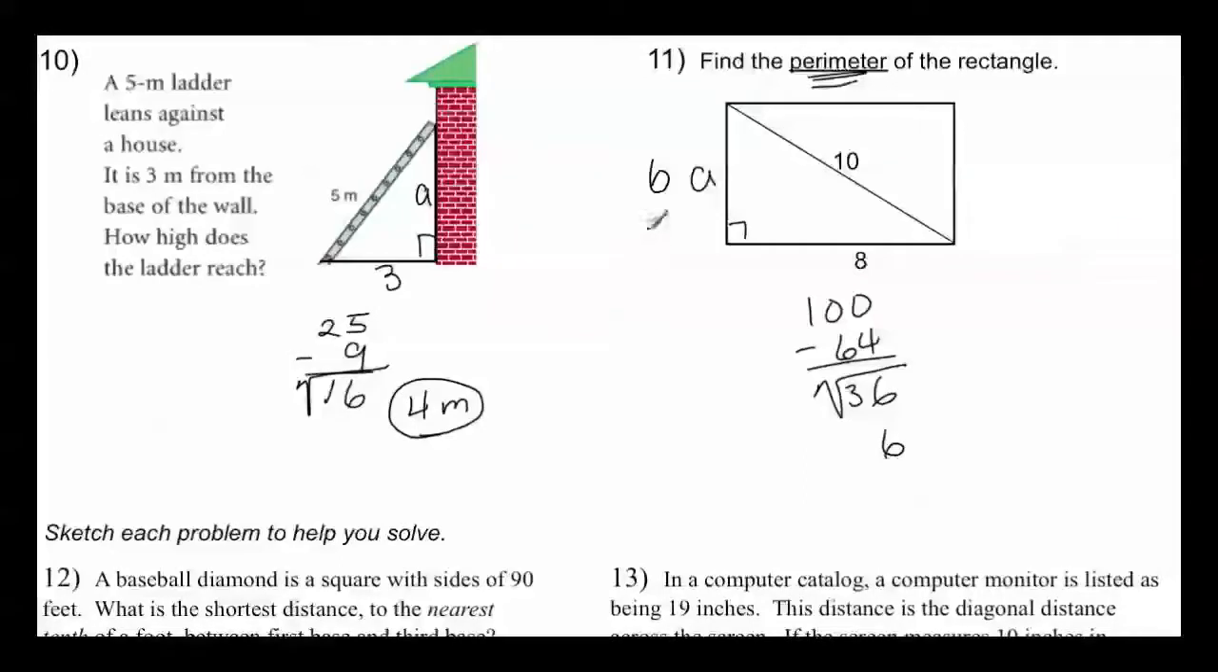Now, the common error is just to put the answer 6, but we know again we're finding perimeter, so that means that's 6 over here, and that's 8 there, so 6 and 8 is 14. Another 6 and 8 is 14. 14 and 14 is 28 units, or 28 is fine.